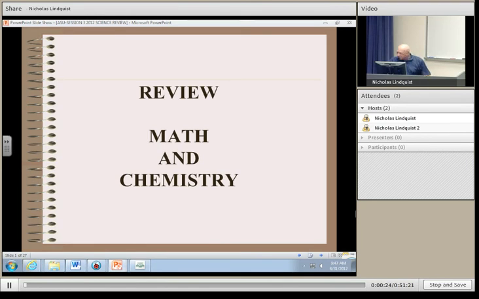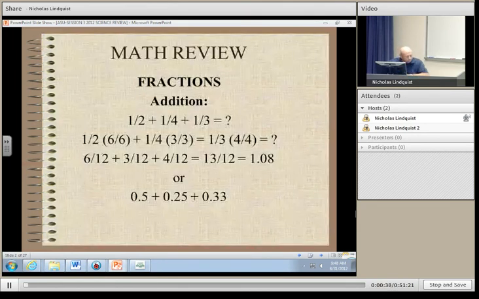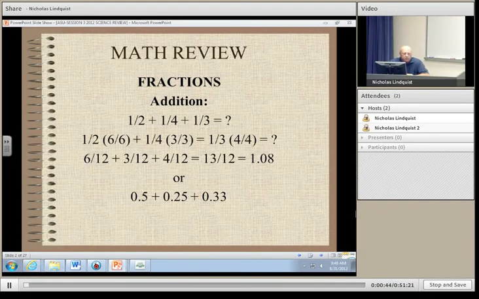A lot of times I've had students tell me they had to have math for 20 years and can't remember how to do some of the stuff. So this is a way to just make sure we're all up to speed. I'm going to make the assumption everybody knows how to add and subtract, multiply, and divide.